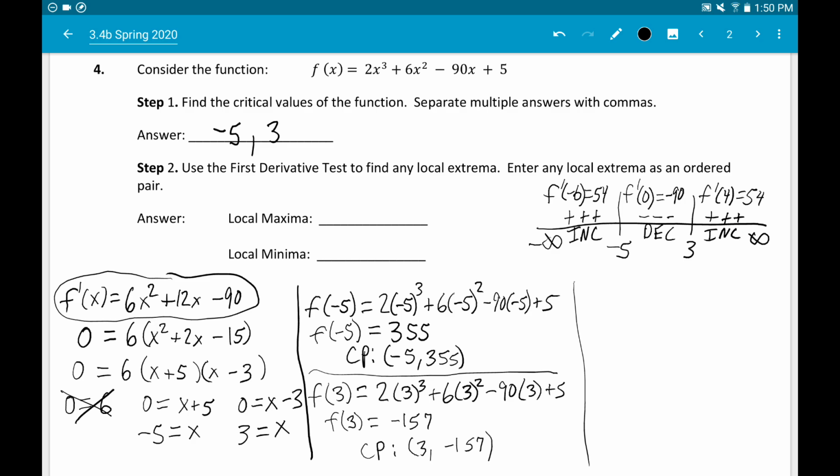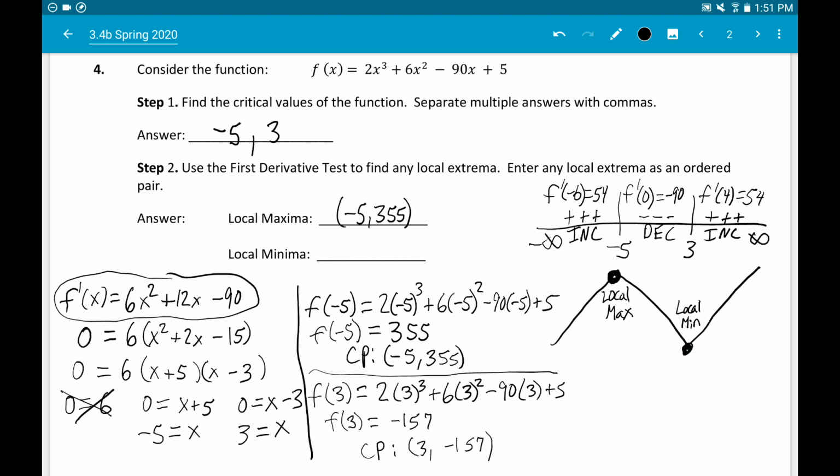Okay, so what's happening? You've got a little bit of room here. Let me get that out of the way. You've got an increasing interval, a decreasing interval, and then another increasing interval. So in this case, we've got a high point right here, so that's a local max. And we've got a low point right here, so that's a local min. Okay, so we have both types of extrema on this graph. The local max is at -5, so that critical point was -5, 355. And the local min was over here at 3, so the critical point was 3, -157 there.